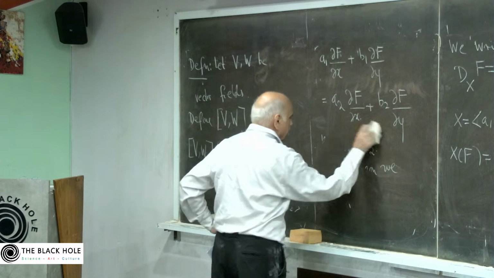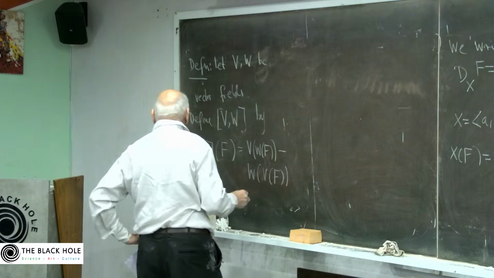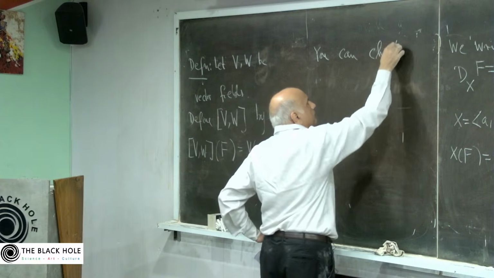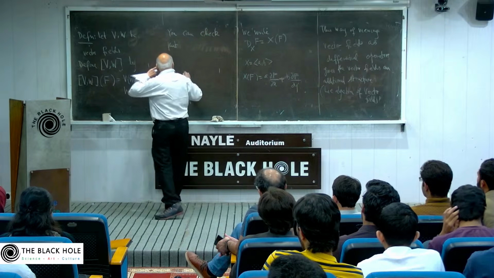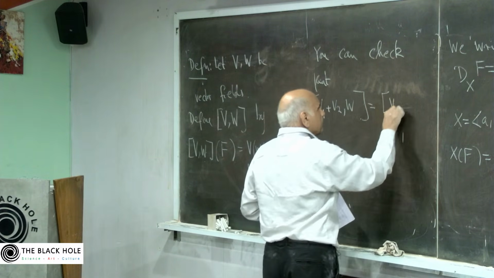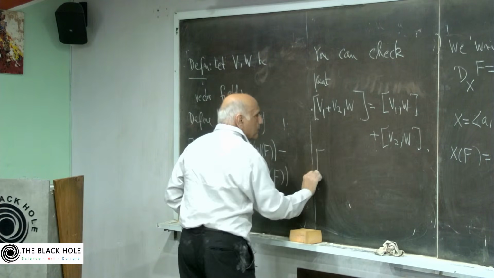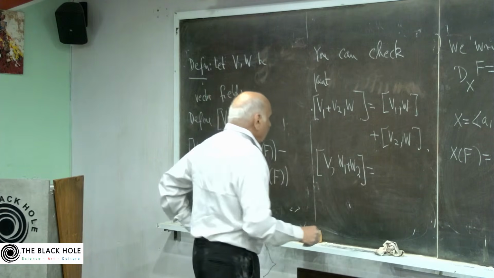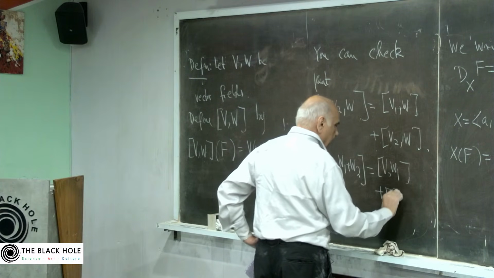So you can check that this is linear in V and W, meaning the bracket of V1 plus V2 with W is equal to V1, W plus V2, W. This is the linearity in the first variable, and V with W1 plus W2 is equal to V, W1 plus V, W2.